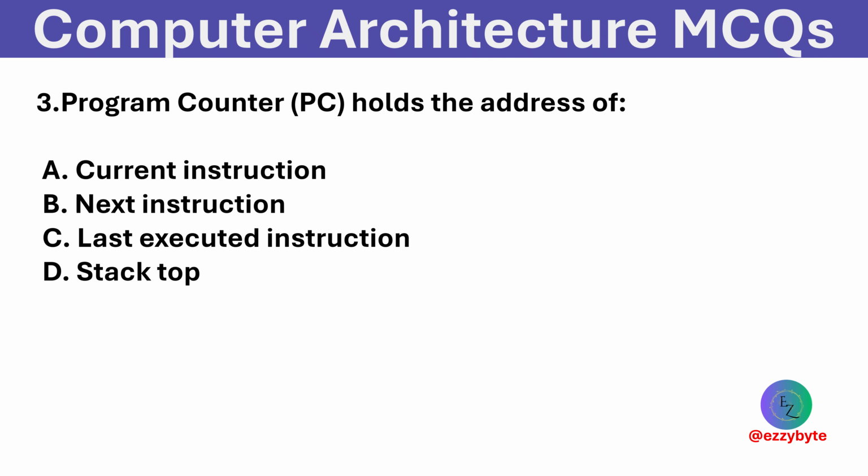Program counter holds the address of. Options are current instruction, next instruction, last executed instruction, and stack top. Option B is correct. Program counter always points to the next instruction to be executed.